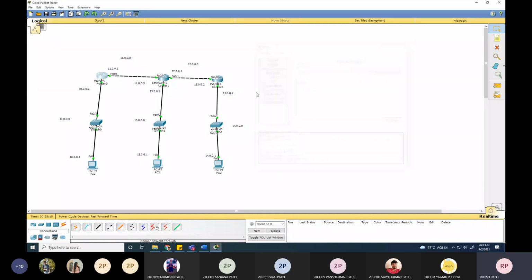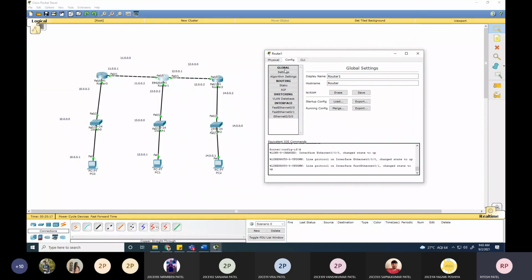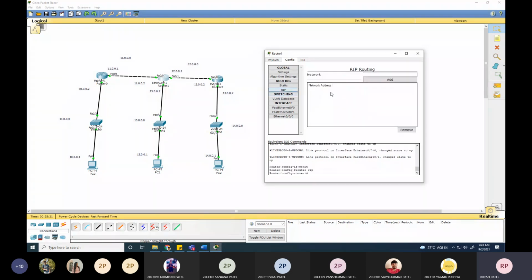Okay. The same way, this router 1. Same question to Sahil. What networks do I have to add over here?